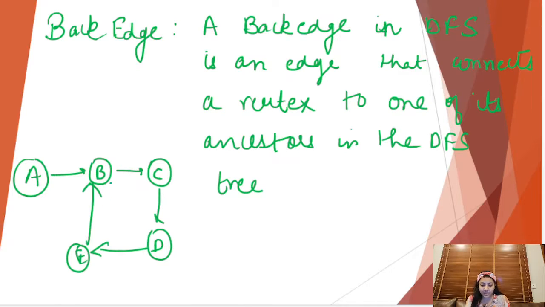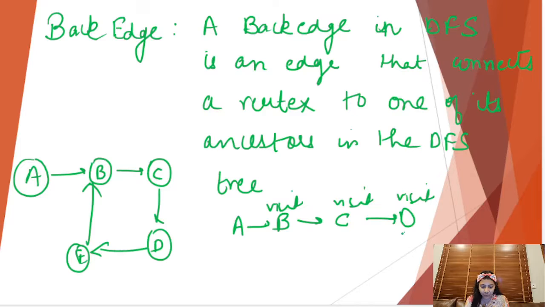Now if I do a DFS traversal of this graph starting from A, then from A we go to vertex B, we visit vertex B, then from B we go to C, visit C, then from C we go to D, we visit D, then from D we go to E, we visit E, and from E we can see that there is an edge back to B, which is already in the recursion stack. So this E to B edge is a back edge, since it's taking us to a vertex which we have already visited. So this is the back edge.